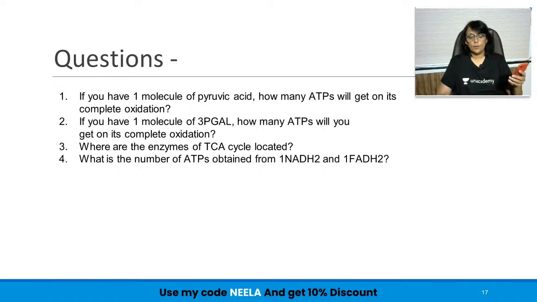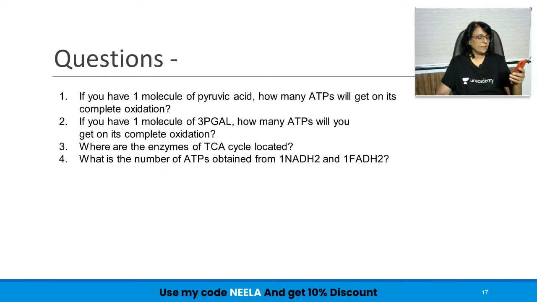If you have 1 molecule of pyruvic acid, how many ATPs will you get on its complete oxidation? Second, if you have 1 molecule of 3-PGAL, how many ATPs will you get on its complete oxidation? Third, where are the enzymes of the TCA cycle located? And fourth, what is the number of ATPs obtained from 1 NADH2 and 1 FADH2? Very simple questions, but they will help you revise the entire thing.